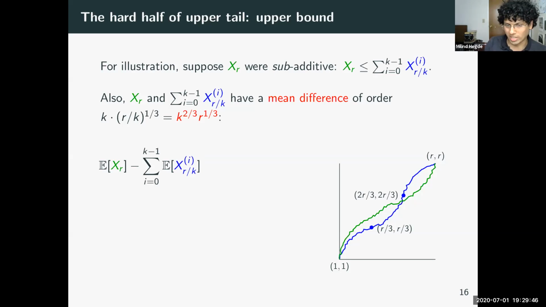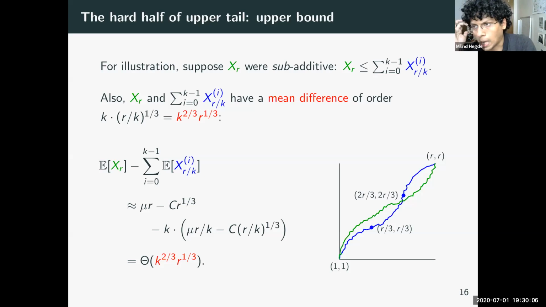So this is what we're trying to estimate. And the first term is mu r minus er to the 1/3. Each of the things in the sum, excuse me, is mu r over k minus this constant times r over k to the 1/3 multiplied by k. So the mu r's cancel out. What you're left with is k to the 2/3 r to the 1/3. So this is going to put an upper bound on how big we can make k, which will be important soon.